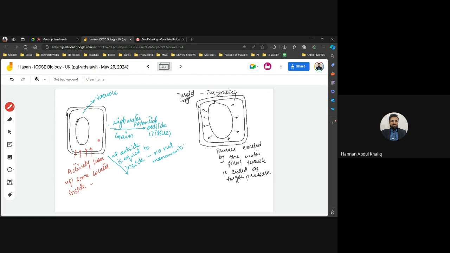When the cell takes up solutes from outside to inside, it would lead to lower water potential, ultimately gaining the water. Now, what is the difference between the two examples?